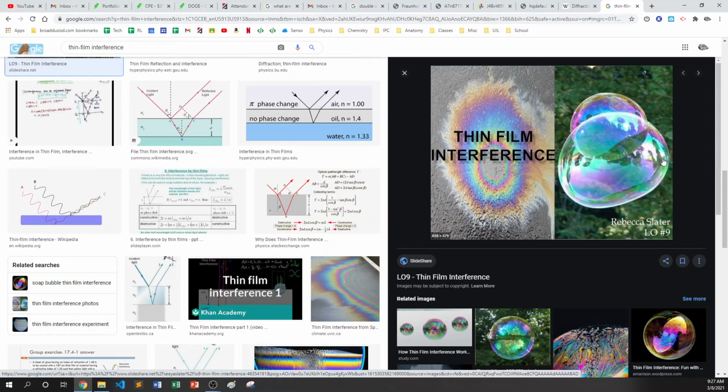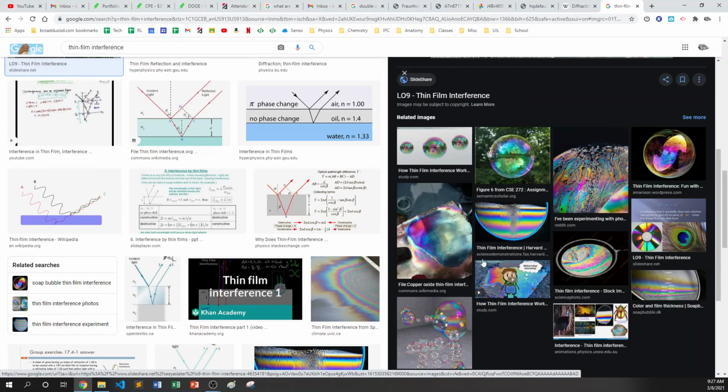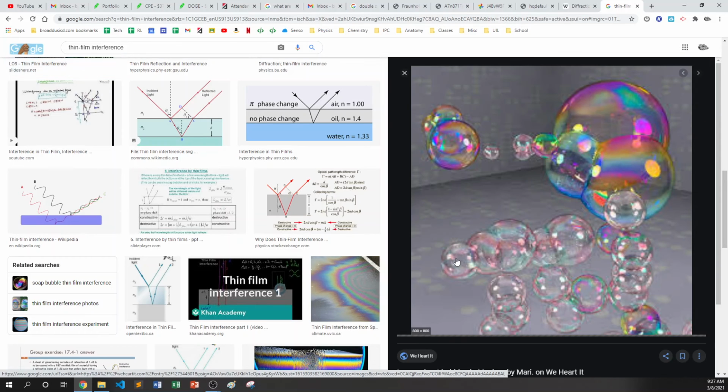Soap bubble. Again, very thin film. Here we have air, soap, then air again. But all we're looking at is the time it takes to go through the soap or the oil and reflect off. This is due to interference.